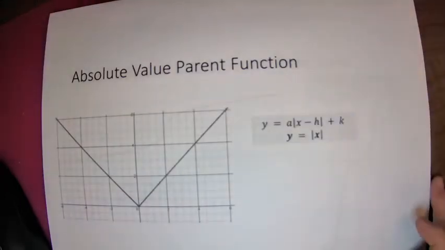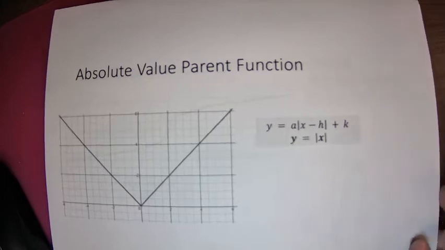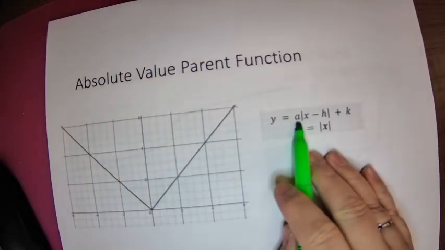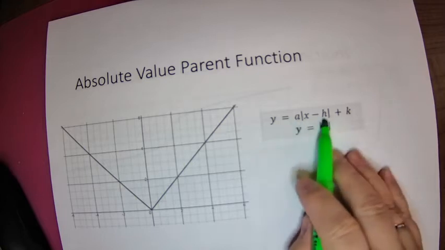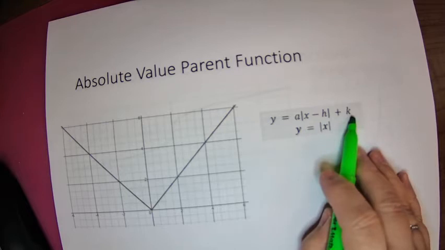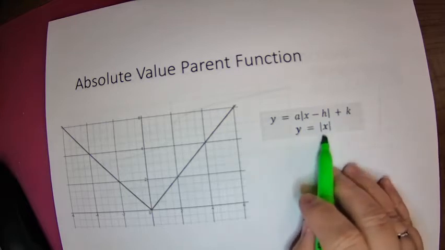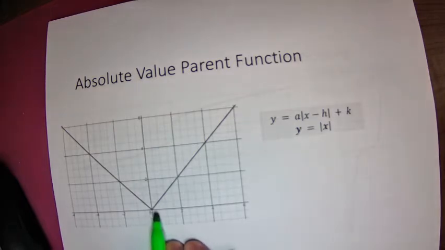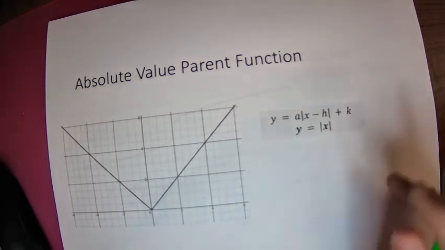Okay, here's the absolute value parent function. He's a V shape, but again, we have that a, that's what's going to make us wider or skinnier. The h will shift us left or right, and the k will move us up or down. This is the parent function that I've graphed for you, meaning I started at 0 and I'm moving over 1, up 1, over 1, up 1.